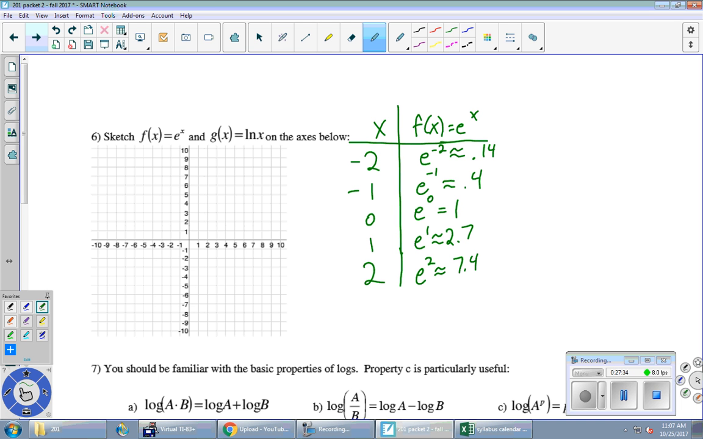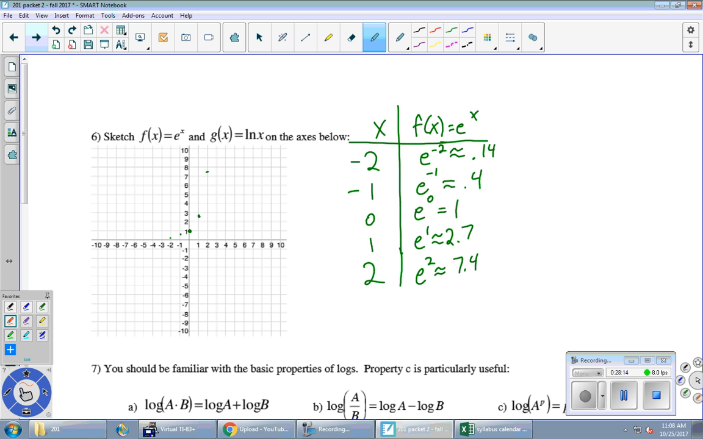So let's go ahead and plot our 5 points. I'll start in the middle. 0, 1, that's right there. 1, 2.7, that's roughly there. 2, 7.4, maybe there. And then plot 2 more points to the left. So -1, 0.4, and then it gets hard. -2, 0.1, that's just a little bit above the x-axis. And then we connect the dots, right?